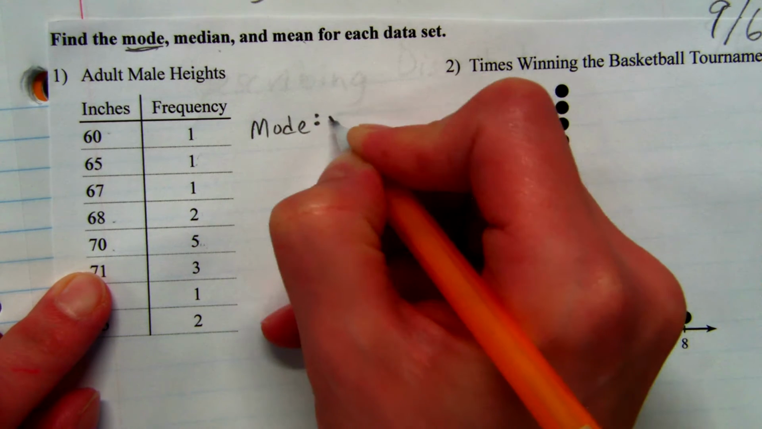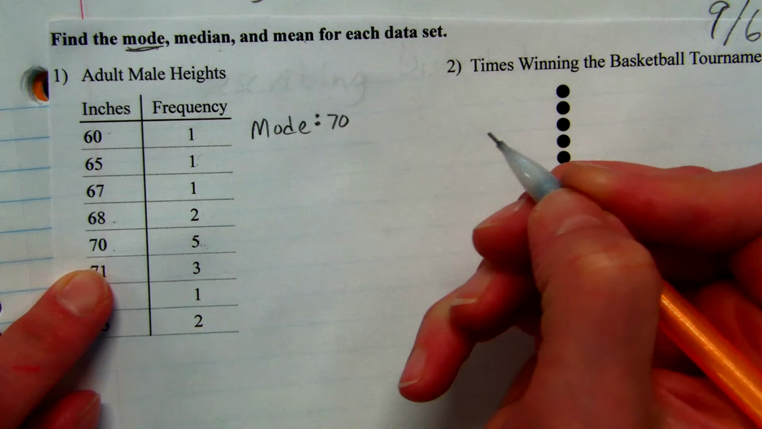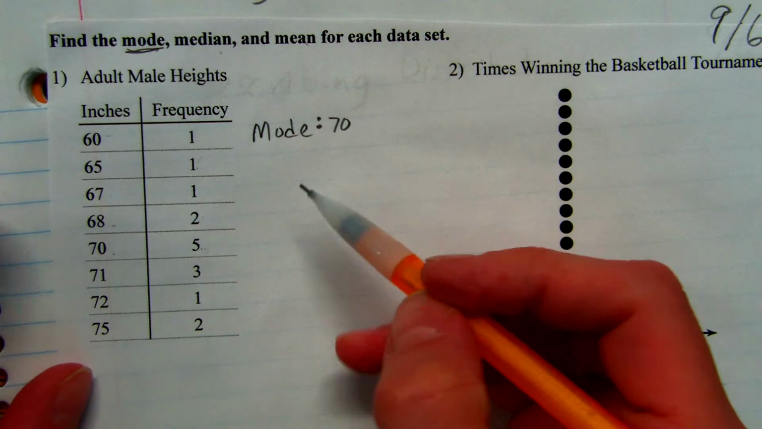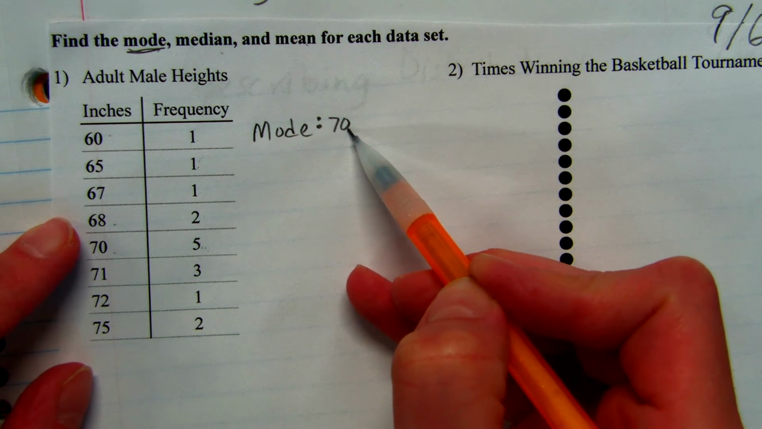What if there's a tie? Oh, I got your answer key. Okay, that's okay. Just keep working. Just pay attention. All right, so that's my mode is 70. It's pretty easy to find.